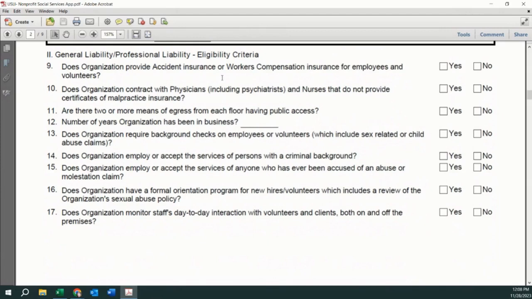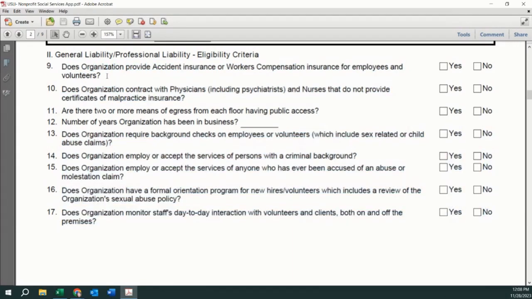Now let's go over some of the really important stuff here over the next 25 minutes to make sure that you or your team are looking at these questions in a way that you can look at them however you would like, but how we look at them and what our experience was, some of these questions were more important than others. For example, does your organization provide accident insurance or workers' compensation insurance for employees and volunteers?